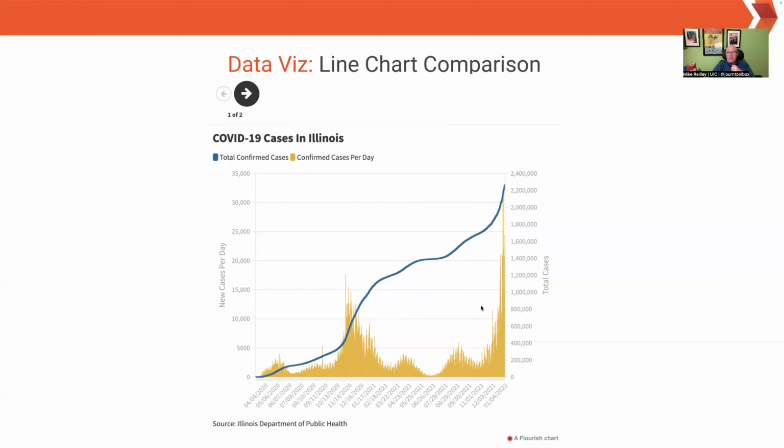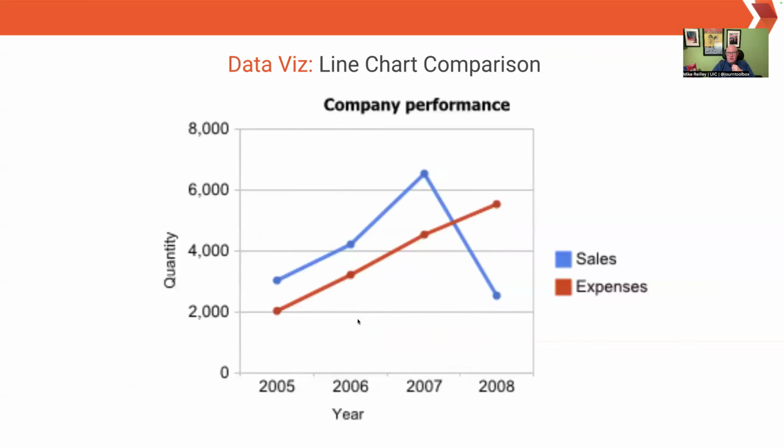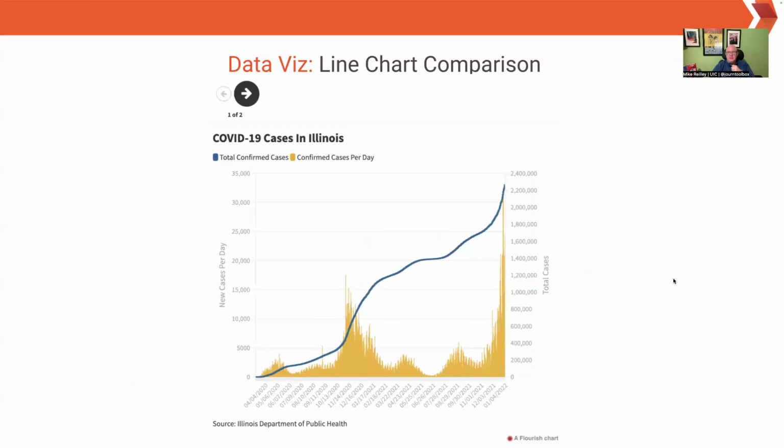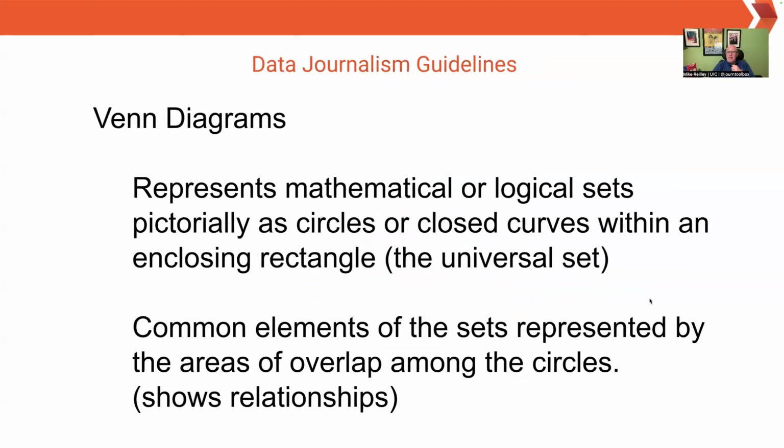So you notice there's two different scales here. One's measuring the yellow, one's measuring the blue. And you have to have both labeled if you're using the combination bar line chart. Same with here. It had no label over here. So that's the problem. Venn diagrams, we don't use an awful lot here.